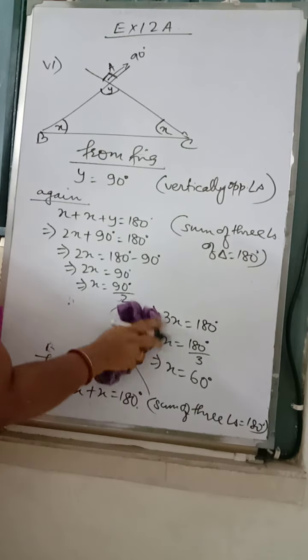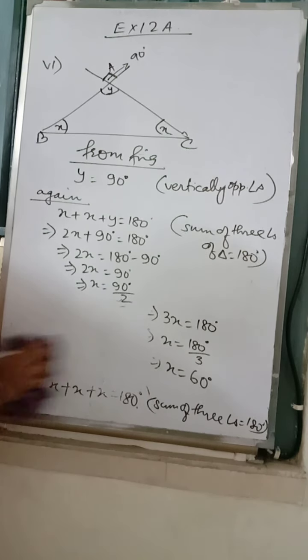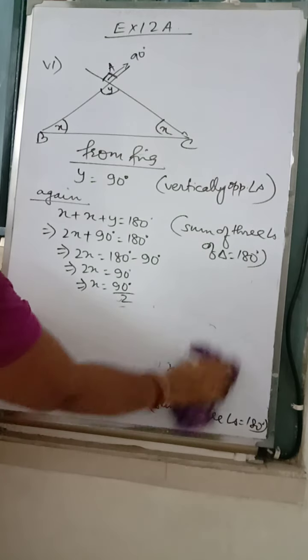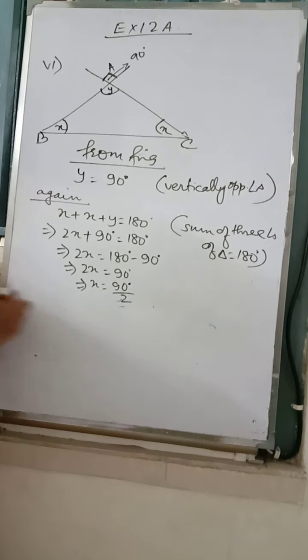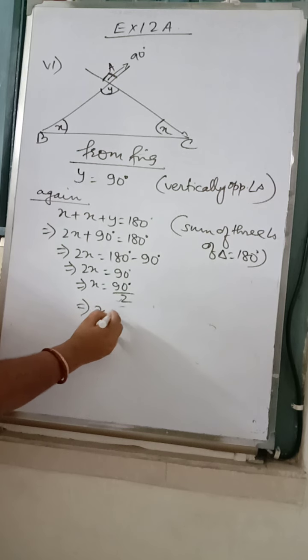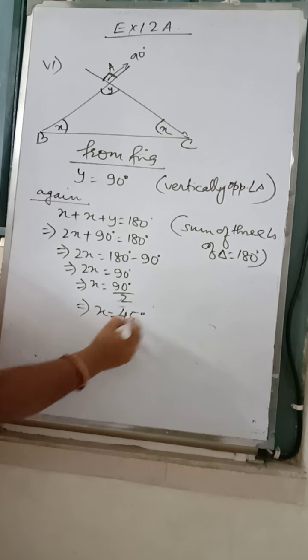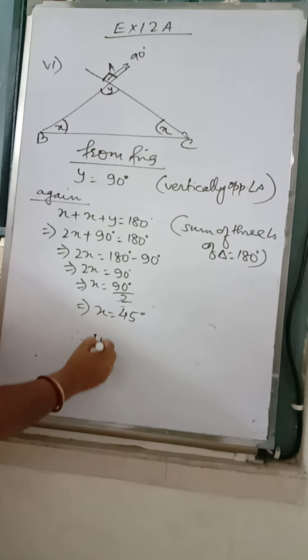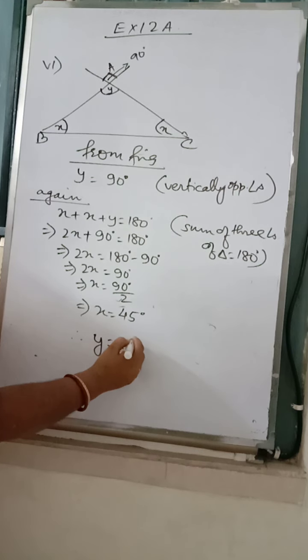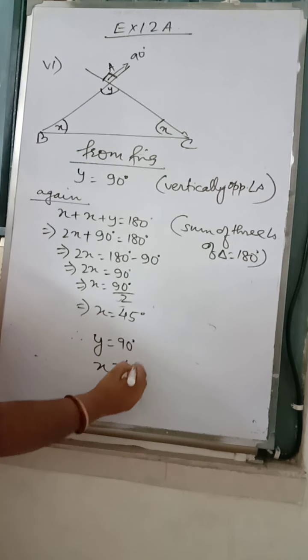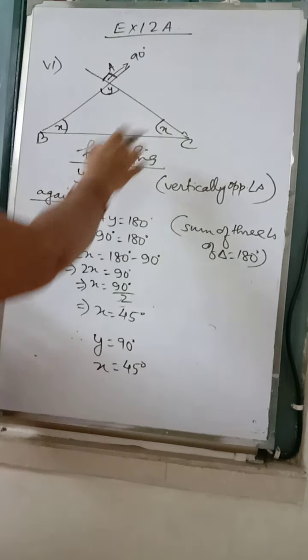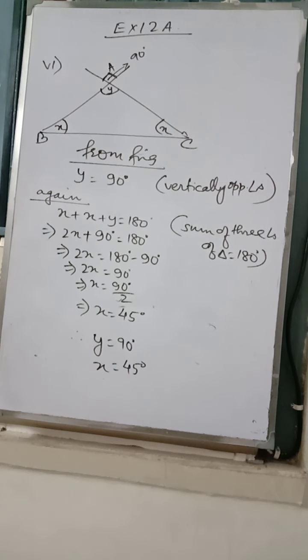So the answer would be 45 degree. So that's what we got. Y is equal to 90 degree and X is equal to 45 degree. Both are X, so both would be equal, 45 degree, is it? Just write it please.